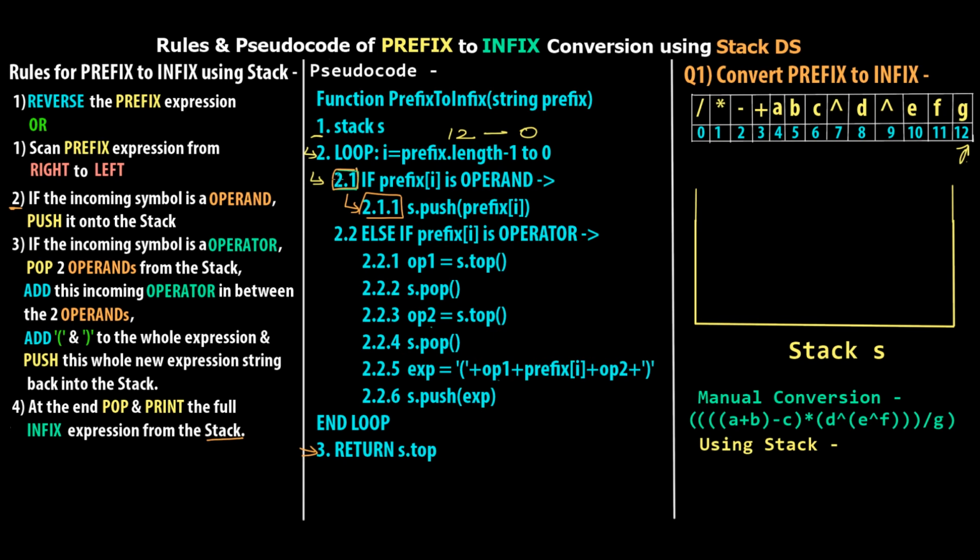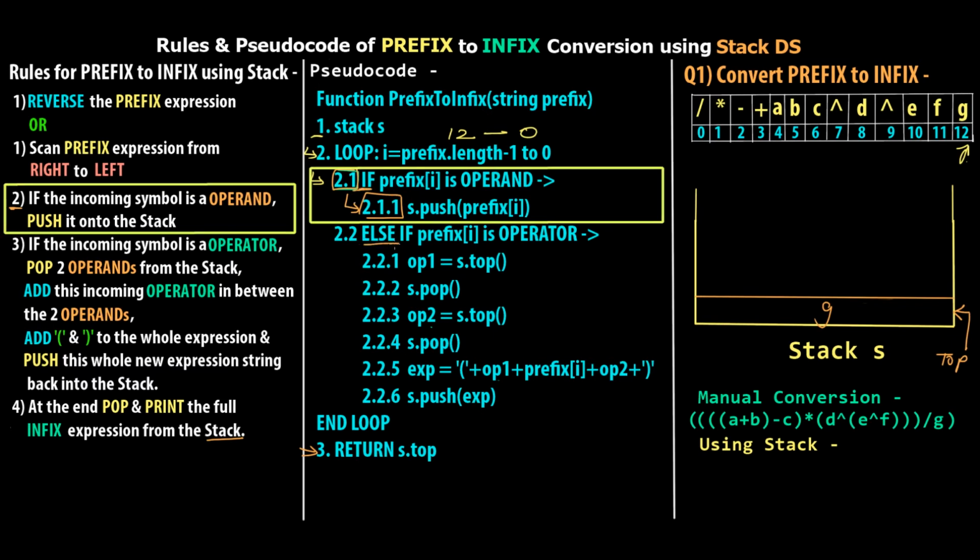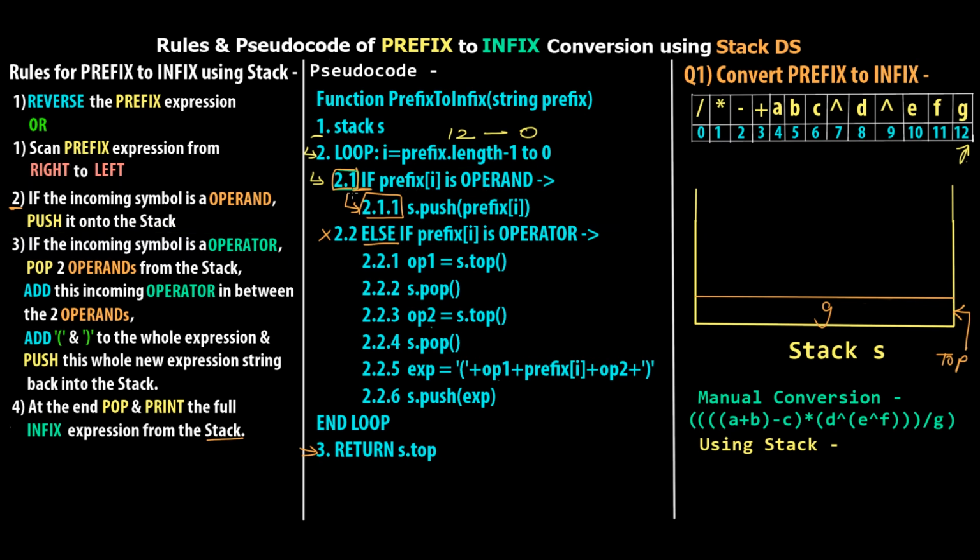But anyways, continuing with 2.1.1, we say s.push. So now G is going to be pushed into the stack. So this G is the new top of the stack. Since this if block is executed, obviously the else if will not be executed. So that's how programmatically if and else works, right? So either 2.1 will be executed or 2.2 will be executed depending upon what is prefix of I. If prefix of I is operand, obviously 2.1 will go. If prefix of I is an operator, obviously 2.2 will be executed. So for now 2.1.1 is executed, and since 2.1 is executed, after this we will directly come at the end of the loop.